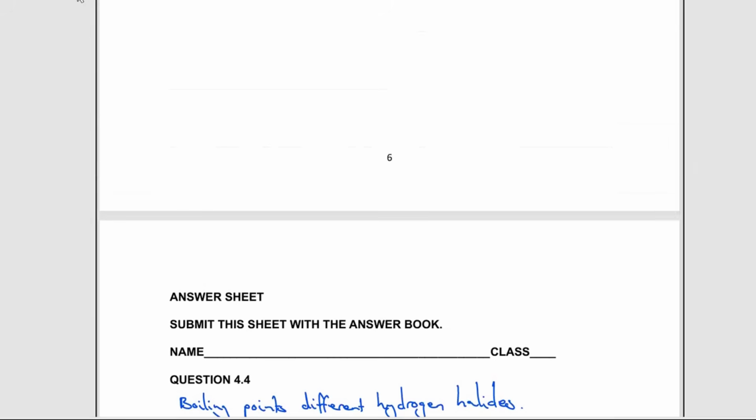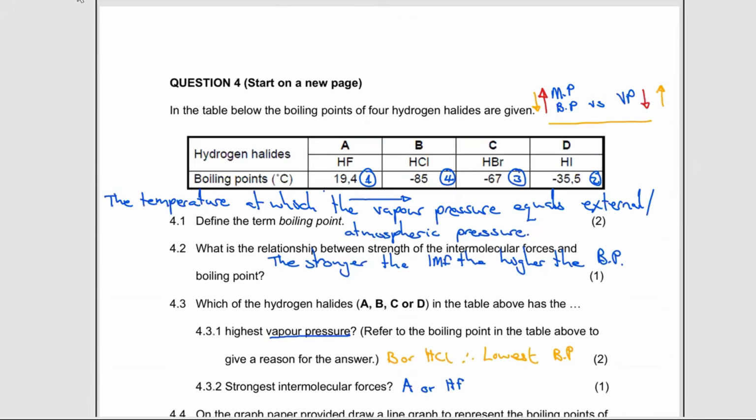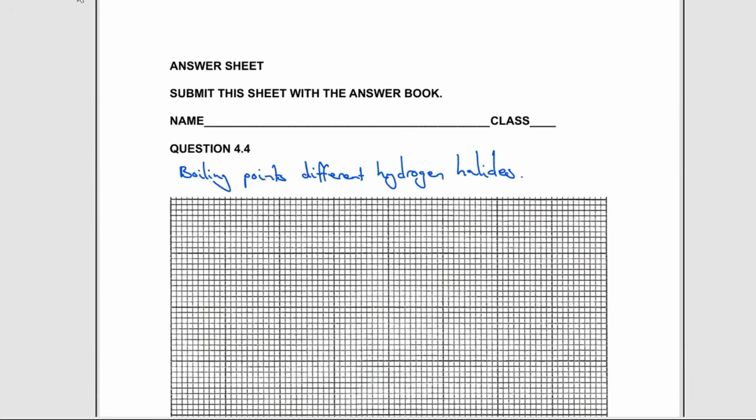So in terms of this, what are we having? We're having our hydrogen halides, and we're also having our boiling points. So let's label our x-axis and our y-axis. On the side here, we're going to have our boiling points. I'll just say BP, in degrees Celsius. Then at the bottom, I'm supposed to refer to the hydrogen halides, since we have different ones of them. So this is hydrogen halides, like that.